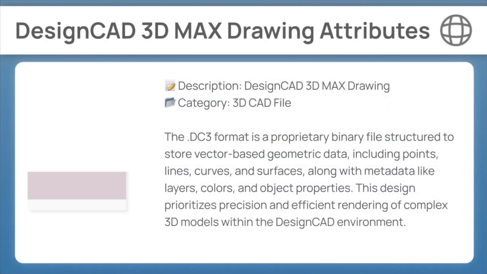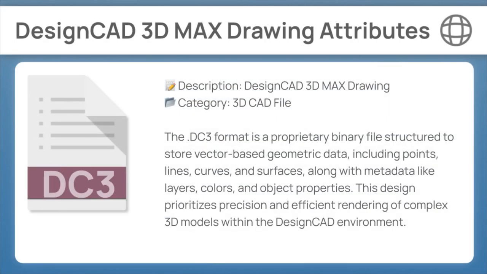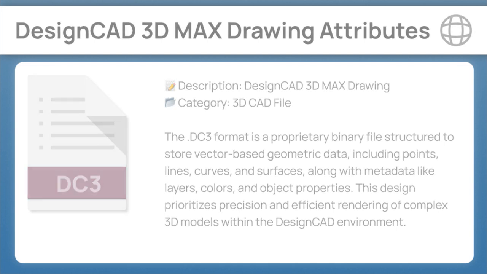The DC3 format is a proprietary binary file structured to store vector-based geometric data, including points, lines, curves, and surfaces, along with metadata like layers, colors, and object properties. This design prioritizes precision and efficient rendering of complex 3D models within the DesignCAD environment.